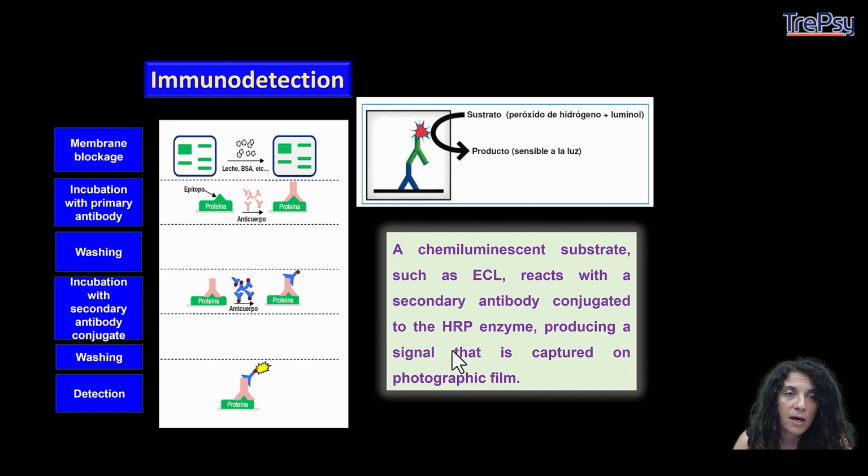Nowadays, I can use a fluorochrome labeled or conjugated to my secondary antibody. I can see my membrane in a fluorescent imager.